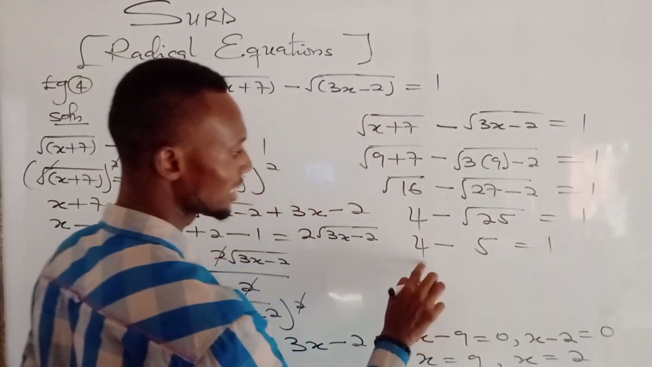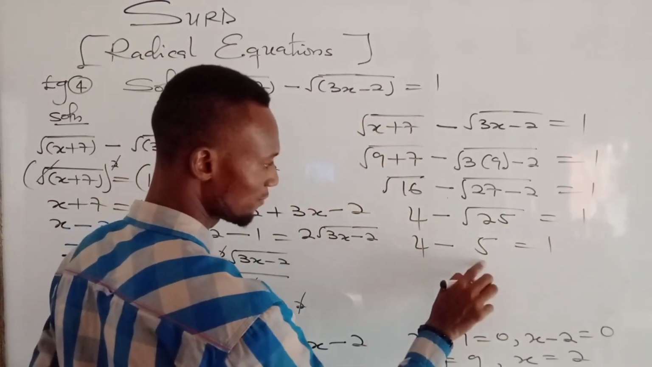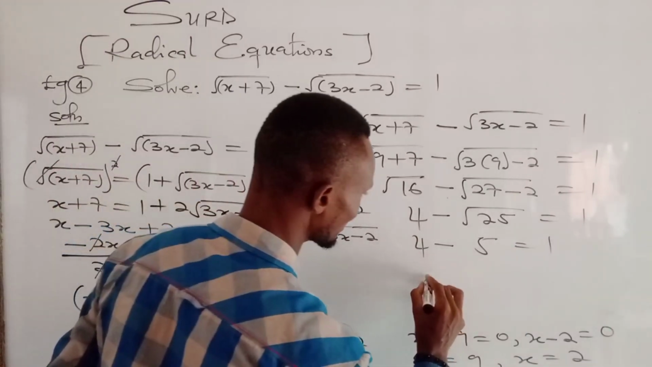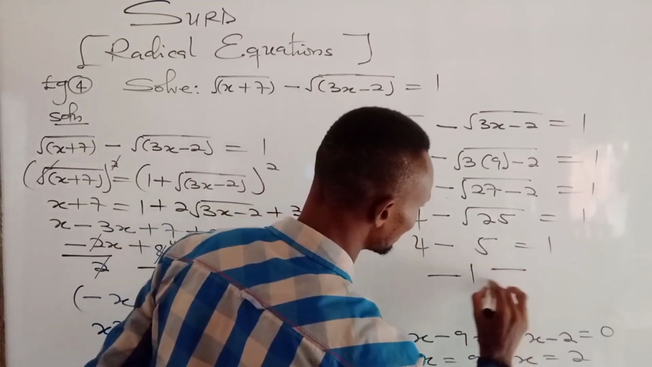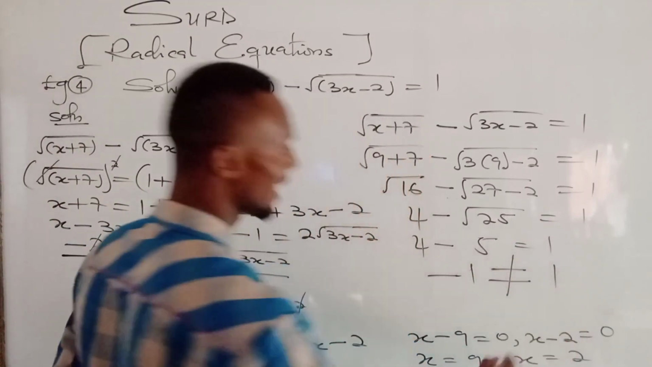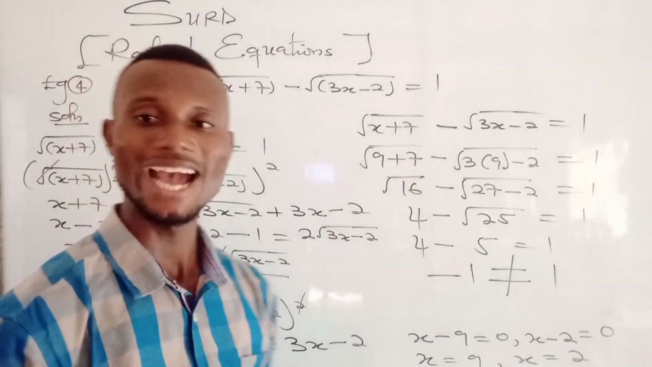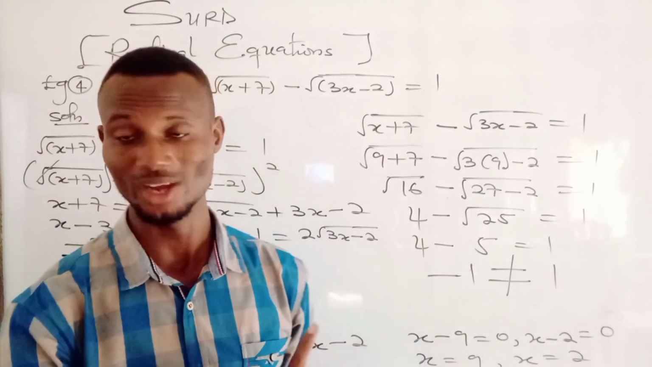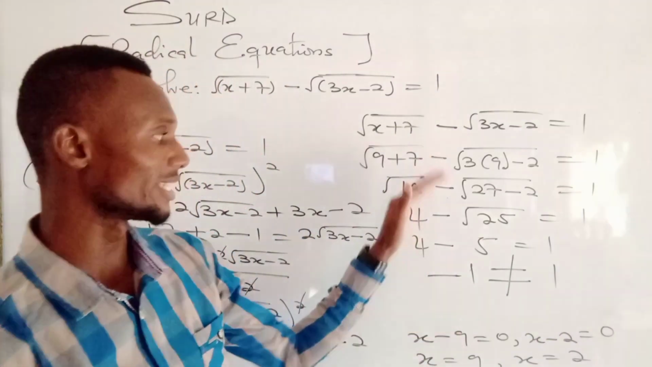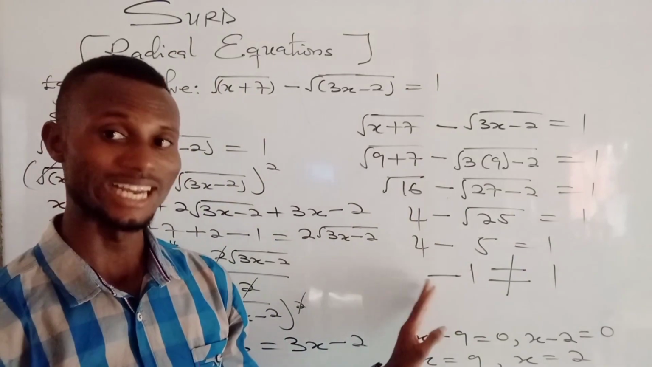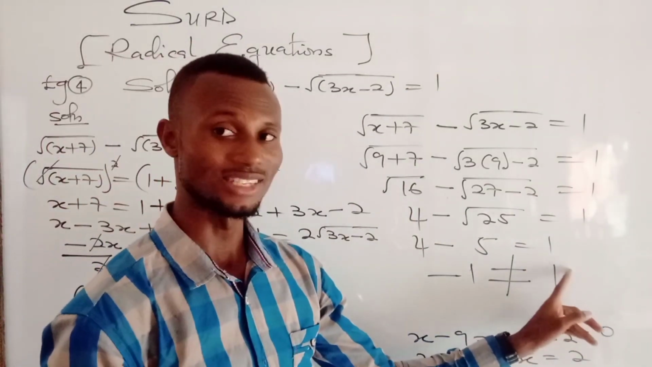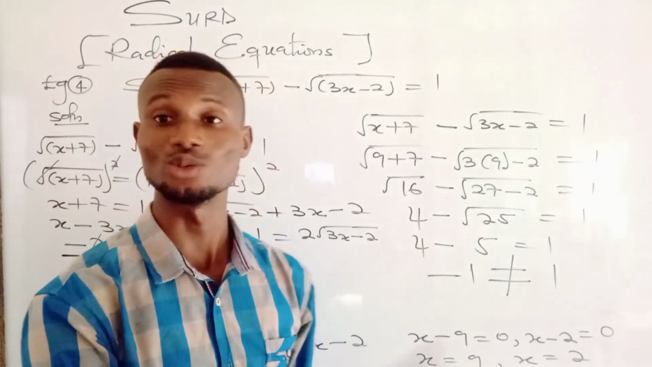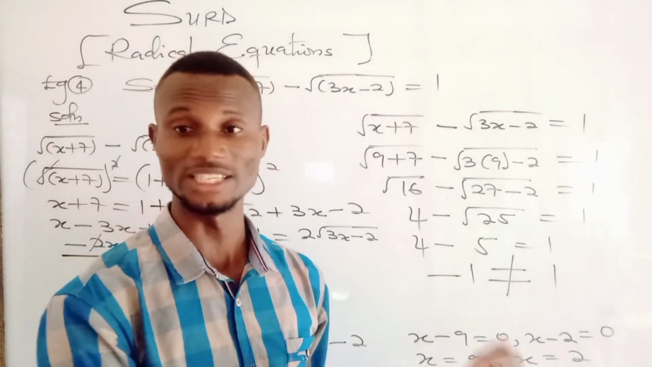You can see that we are getting 4 minus 5. Please note that 4 minus 5 gives negative 1, and negative 1 is not equal to 1. So it means s equals 9 is not a solution to the given equation. When we tested, we got the left hand side to be negative 1, which is not equal to positive 1 at the right hand side. So s equals 9 is not a solution to the given equation.